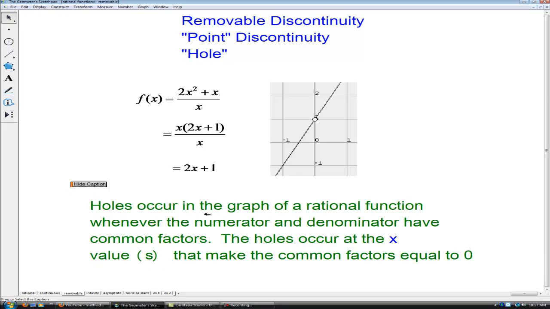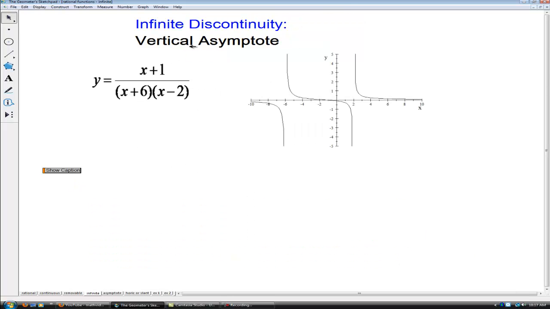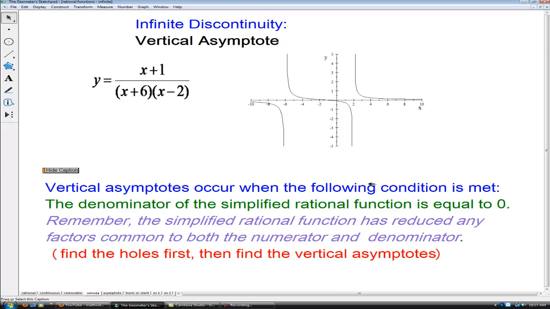So again, to summarize holes, or point discontinuities: holes occur in the graph of a rational function when the numerator and denominator have common factors. The holes occur at the x values that make the common factors equal to 0. Another type of discontinuity that we will find in rational functions are called infinite discontinuities. These are vertical asymptotes. Vertical asymptotes occur when the following condition is met: the denominator of the simplified rational function is equal to 0.